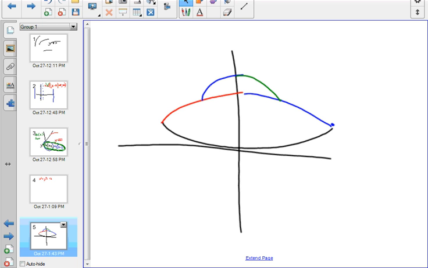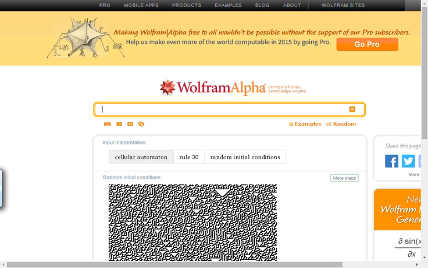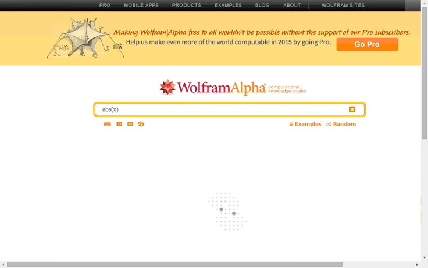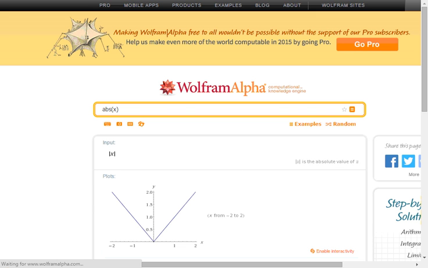Okay, so here's how you would do something like that with Wolfram Alpha. Going back to Wolfram Alpha, let's say that I had a simple absolute value equation: y equals absolute value of x. ABS, notice that stands for absolute value, x. Now let's just hit enter on that, and it says, okay, so you want to know about absolute value of x? Here's what it looks like.